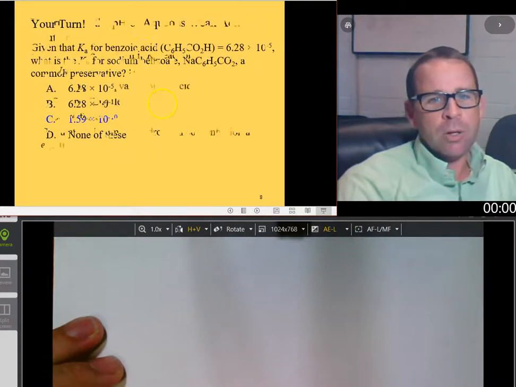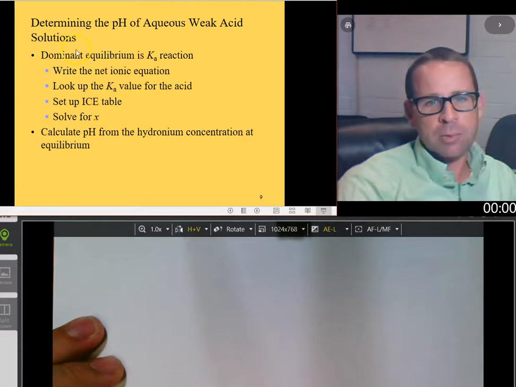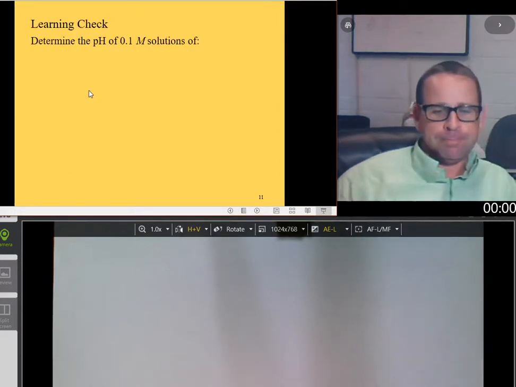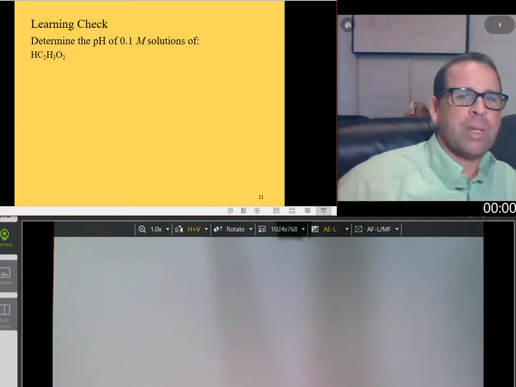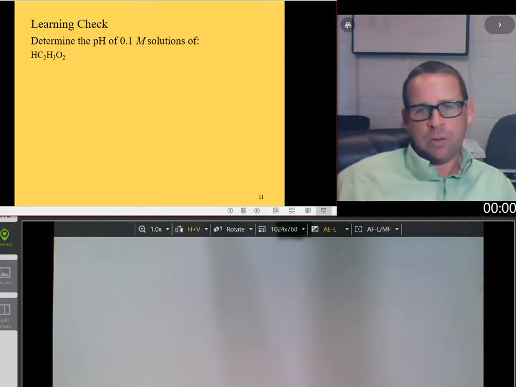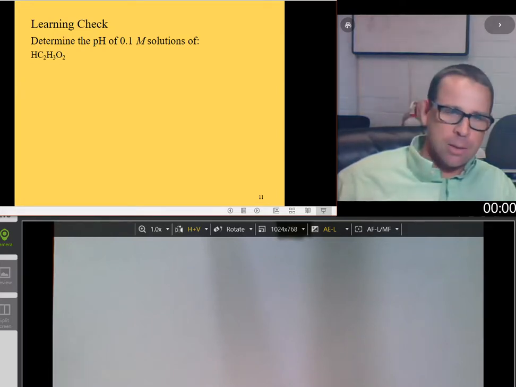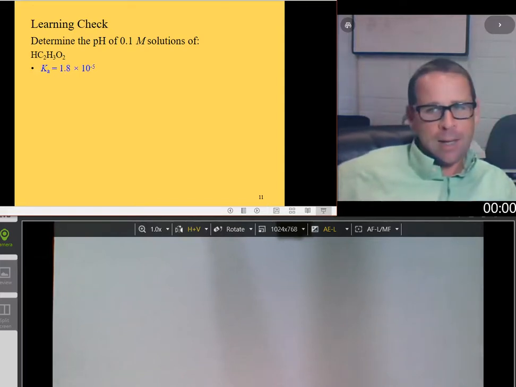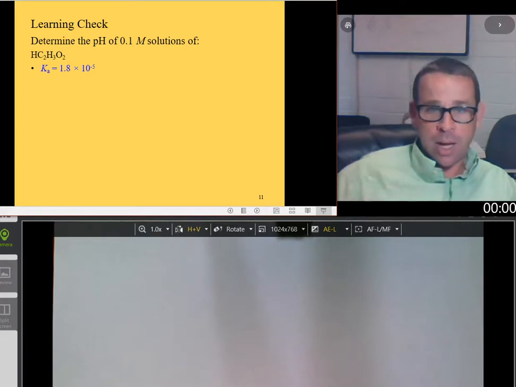It does involve, though, an ice table. An ice table. It's solving for X. So, here we go. Here's my 0.1 molar solution of this weak acid, acetic acid. The thing I need to know is the Ka for this acid, which is essentially telling me about the equilibrium concentrations of all the reactants and the products.